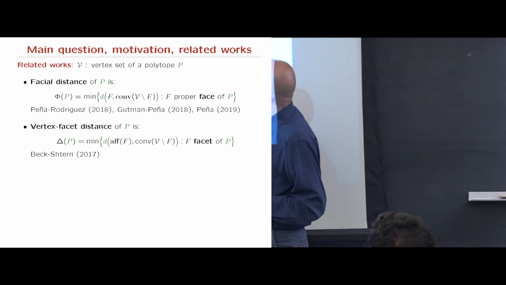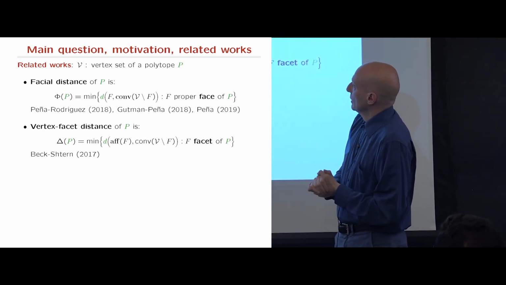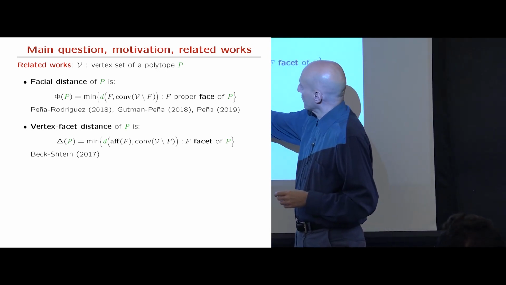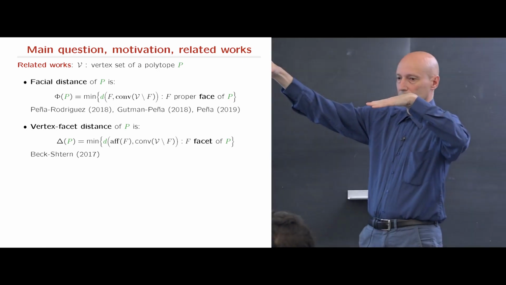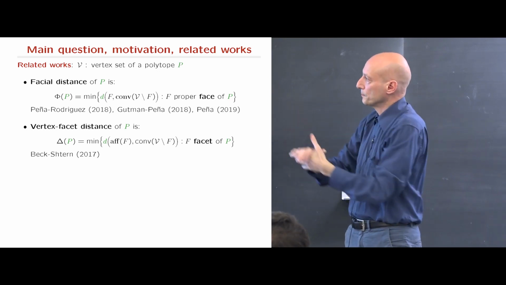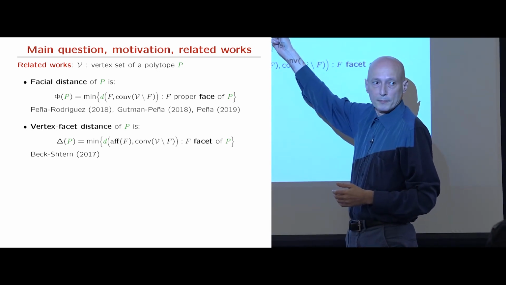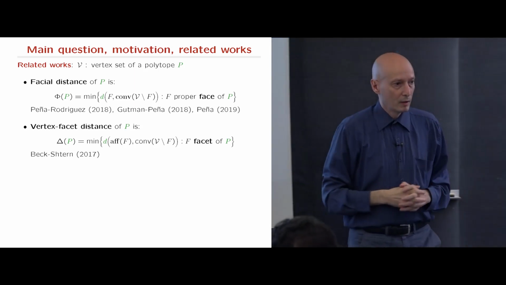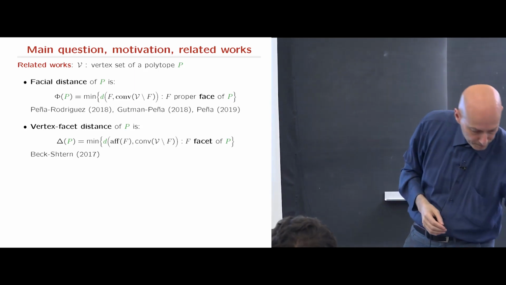So what is the big difference here? It's the same facet, but here I take the affine hull of F. So you might be far away, but actually the affine space is very close. So it's kind of unconstrained optimization, while here it is constrained. And we'll see it will make a difference. Good.